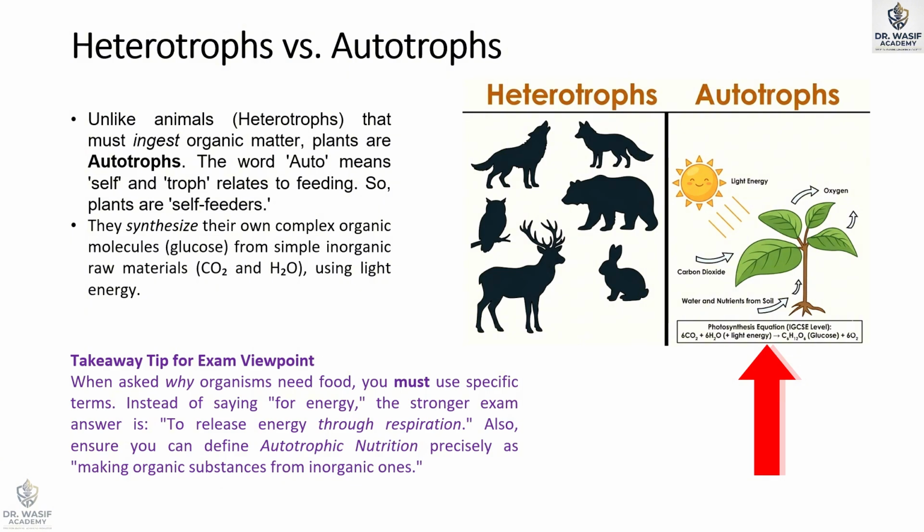Here I want to give you a pro tip for your exams. In exams, always remember keywords are king. So if an examiner asks why an organism needs food, do not just say for energy. That is too simple. The stronger and mark winning answer is to release energy through respiration. Also, you should make sure that you can recite this definition: autotrophic nutrition is the process of making organic substances from inorganic ones. If you memorize that phrase, it's a frequent exam favorite.